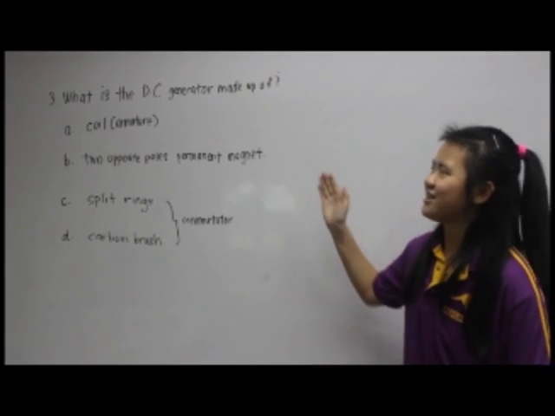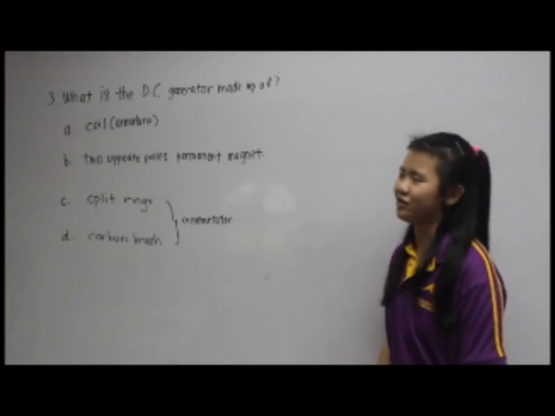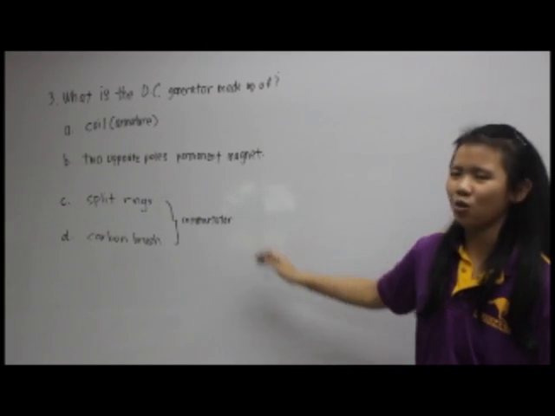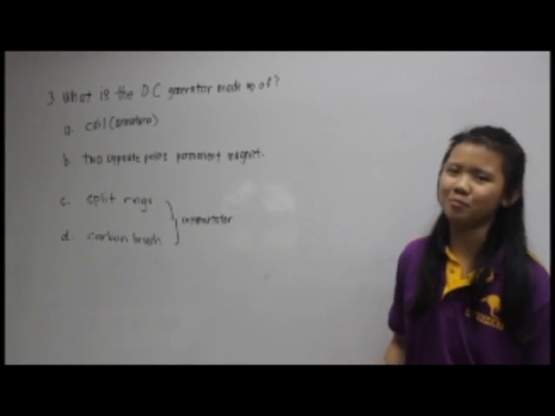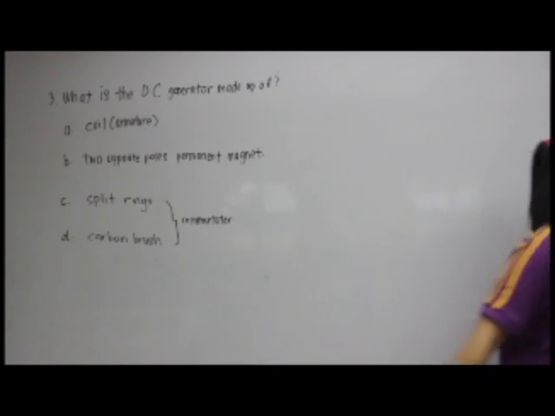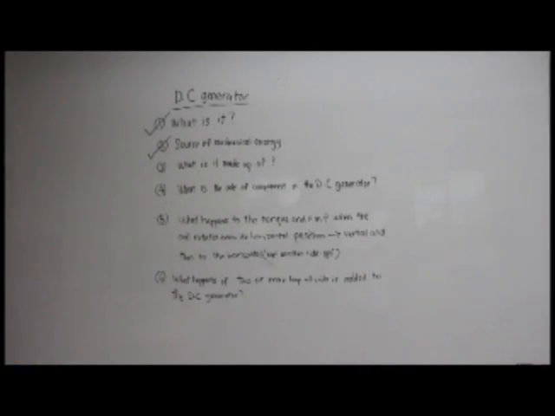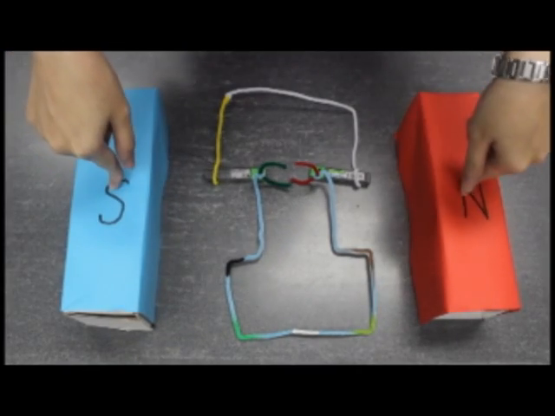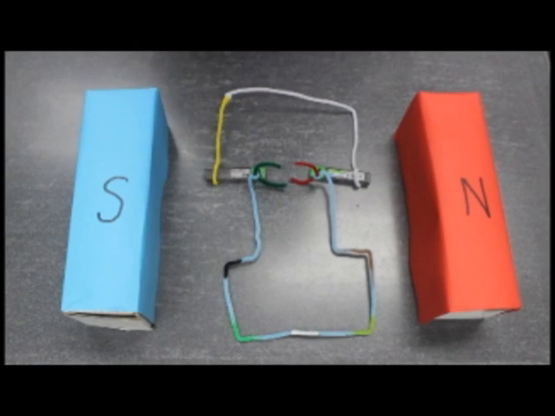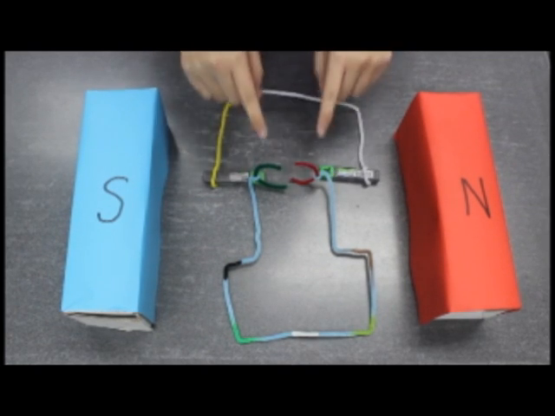So what is the DC generator made up of? The components which make up the DC generator are the core, which we call the armature, two opposite poles of permanent magnet, split rings, and carbon brush. So this is the permanent magnet, the coil, which we call the armature, external circuit, carbon brush, and split ring.